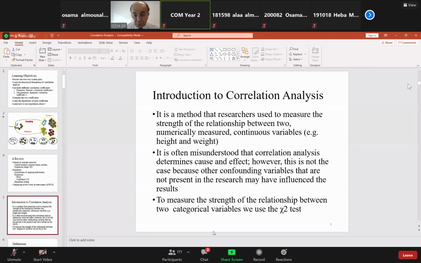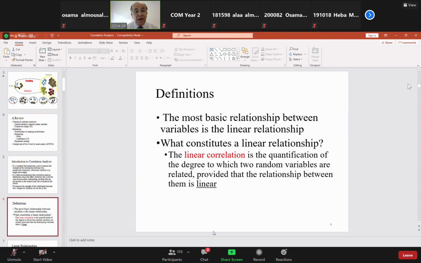Anyway, so remember, if you have continuous variables, you use correlation analysis. If you have categorical variables, you use the chi-square, which will be covered when we talk about categorical variables and about parametric and non-parametric methods, which is the next lecture. I will elaborate on this, but this is now a statement.